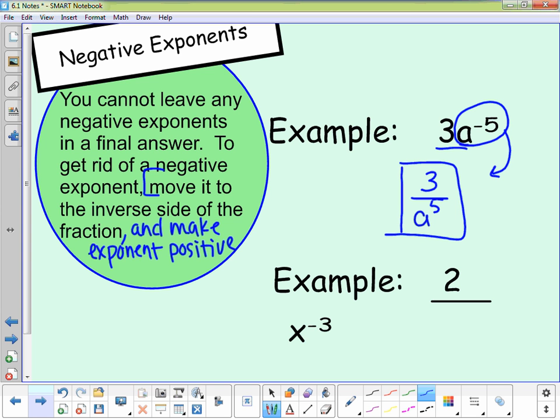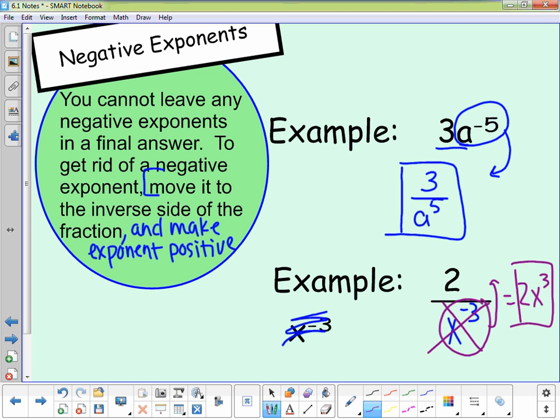Now when I have 2 over x to the negative third, that x to the negative third can't stay on the bottom. So now I'm going to take this x to the negative third and move it up to the top. The 2 stays there. I haven't done anything with the 2. But now my x is raised to the positive third power. And I've canceled everything out of the denominator, so that's it. So switch the position in the fraction and make it positive.